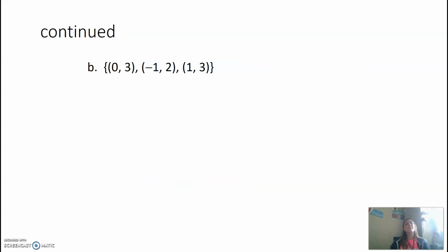So this one, we've got no repeated x's, so this is a function, but we have this right here, which is repeated, the 3, so this is not 1-to-1. But here's something I'd like you to notice. I'm going to find the inverse, because you can still find the inverse of a function. This is a curly bracket, just so you know. All right, so that one would be 3, 0. And then this would be 2, -1. And then we would have 3, 1.